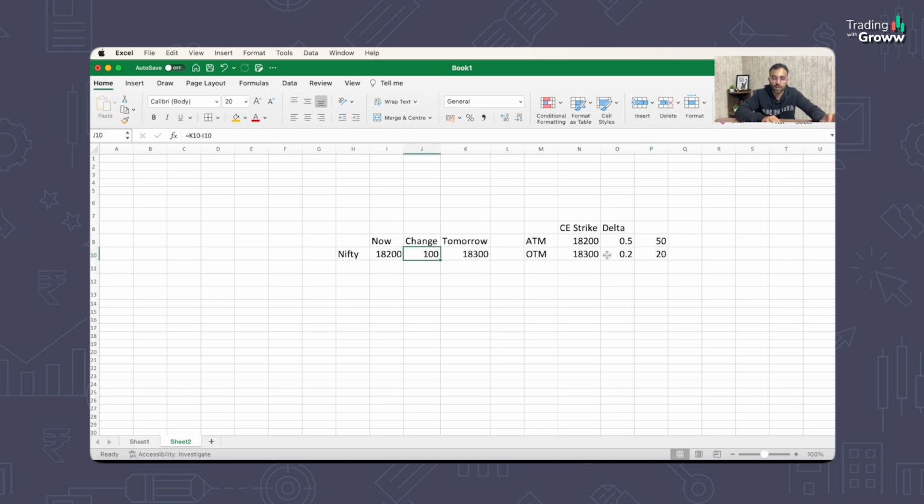So with respect to OTM options, the delta usually will be 0.2. Which means that if there is a 100 points movement in the spot, then you just multiply that with 0.2, which means 20 rupees. So these OTM options can gain 20 rupees. So this is what the overall delta is.